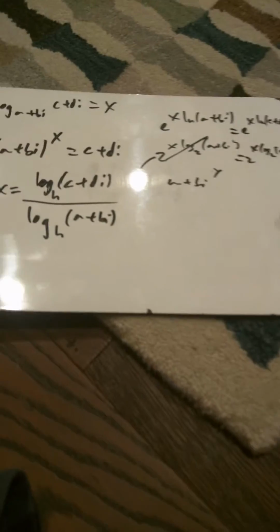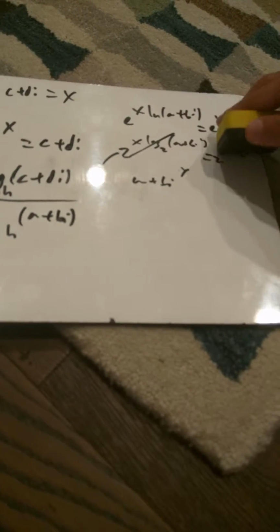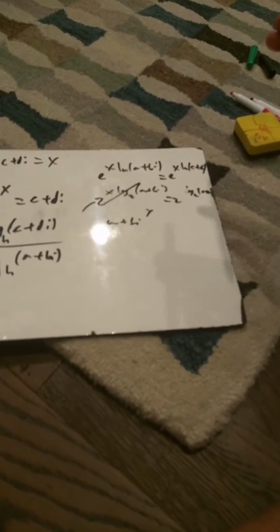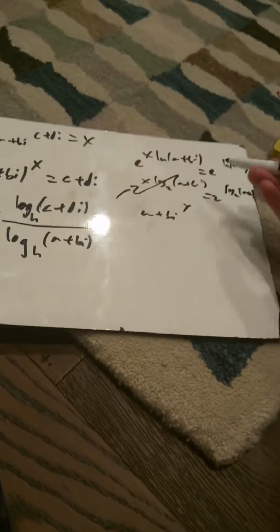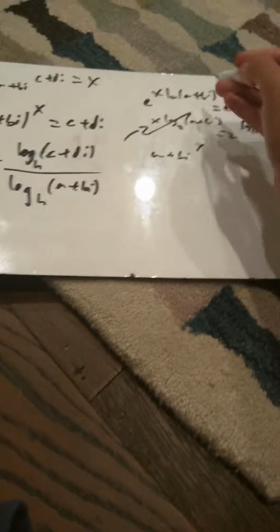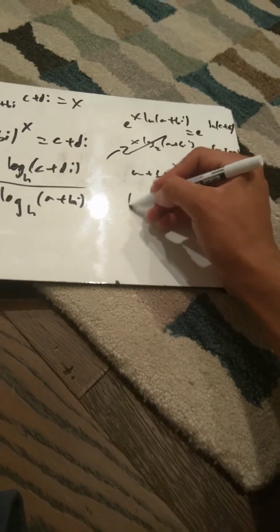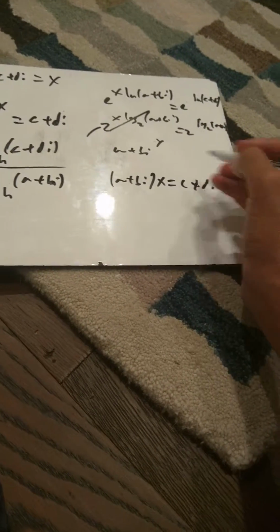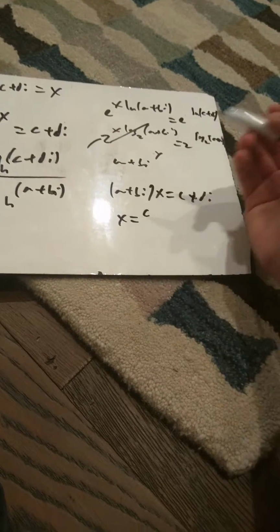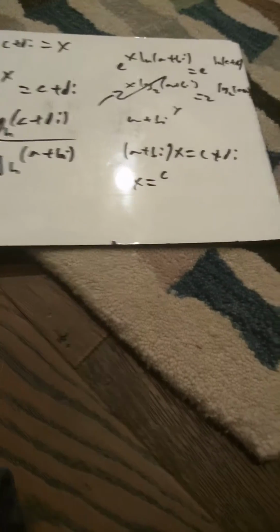Or actually not to the x here. A plus bi to the x equals this. And then we can take the natural log, so a plus bi times x equals c plus di, so that means x equals ln of c plus di over ln a plus bi, we could say. Since we know the natural log of a complex number, we're going to use natural log.